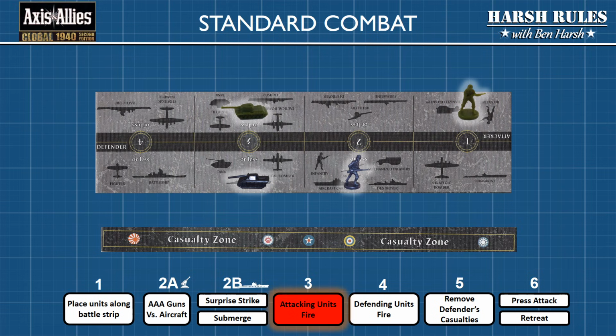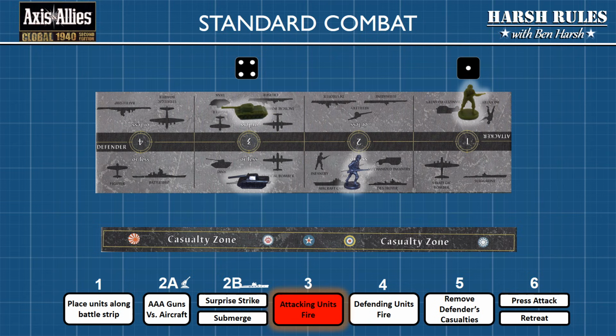In Step 3, attacking units get to fire first. Let's play through this short mini-battle to show you how this works. In this example, we have the attacking US player with a tank and an infantry unit. The US player is going to roll a die for each unit. First, he rolls for the tank, and he rolls a 4, which is a miss. Next, he rolls for the infantry unit and rolls a 1, which is a hit.